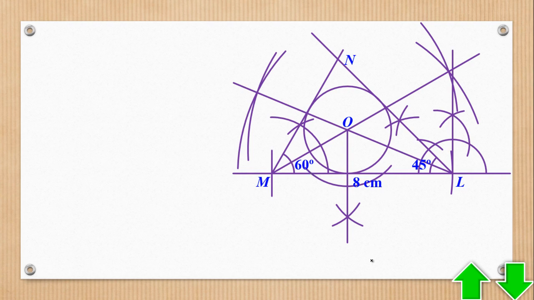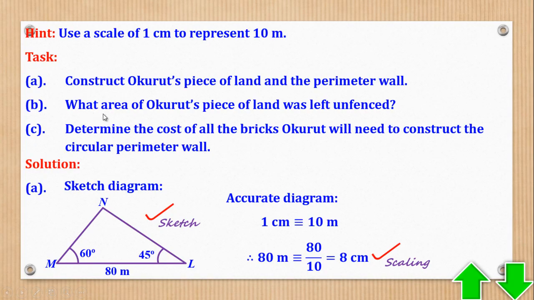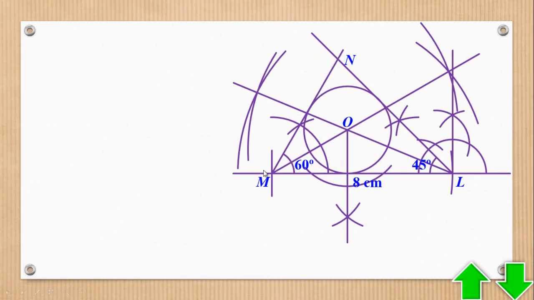So we have constructed. Now let's see part B, task B. Task B says, what area of Okrut's piece of land was left unfenced? Left unfenced means we need to get the area of the triangle, which is the piece of land, and the area which was fenced. When we subtract them, we shall get the area which was left unfenced.